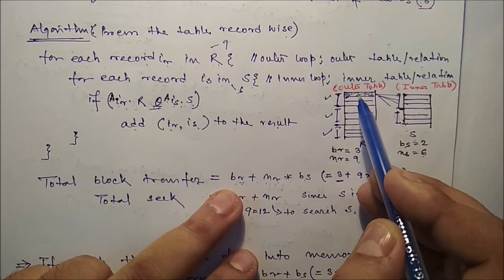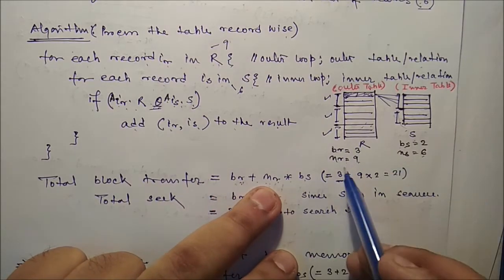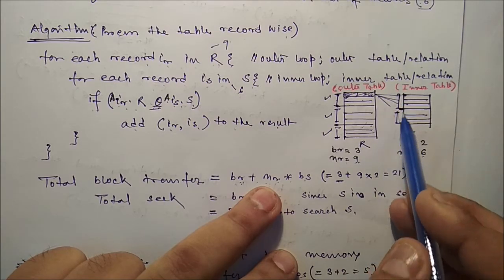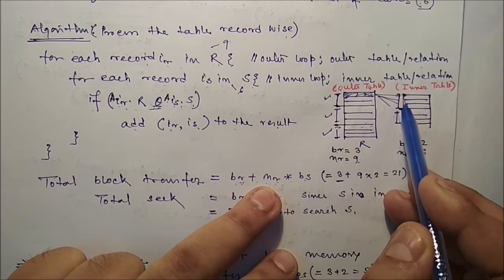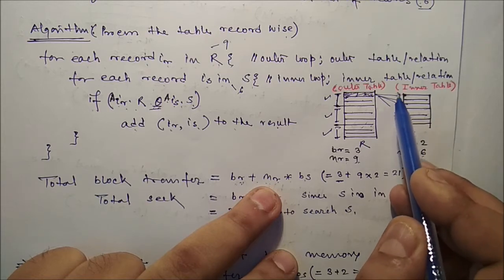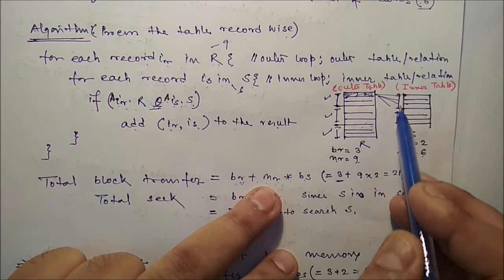Now for each and every data, NR is what? Total number of data. For each and every record, we have to fetch this particular block. So for this data, we have to compare with all the data in the other table. So we have to fetch all the blocks, so we have to transfer all the blocks. So total 2 blocks are there.